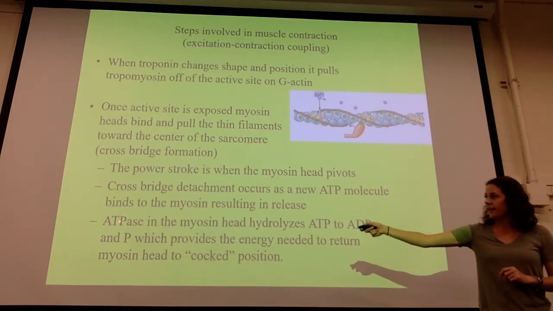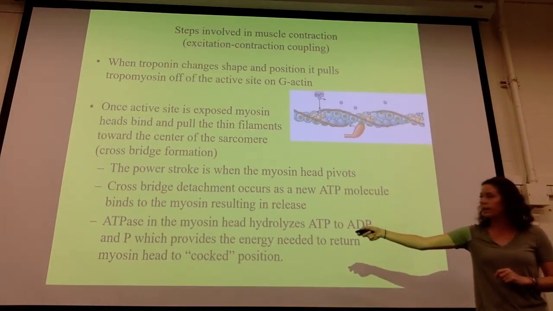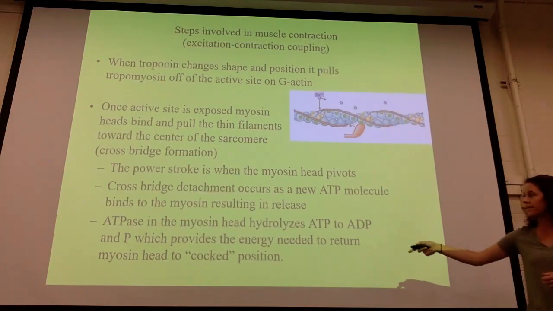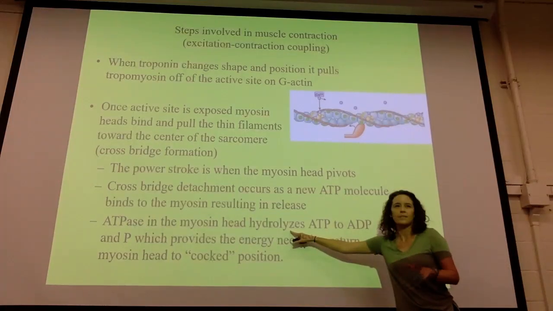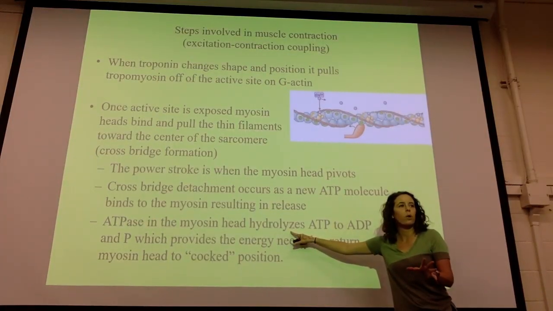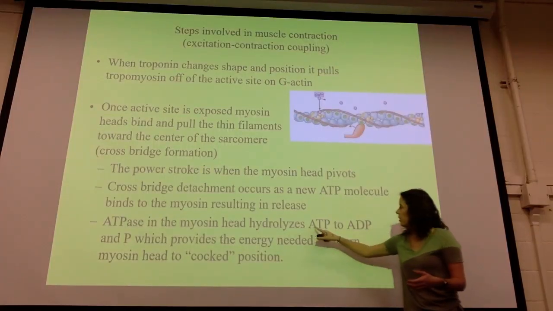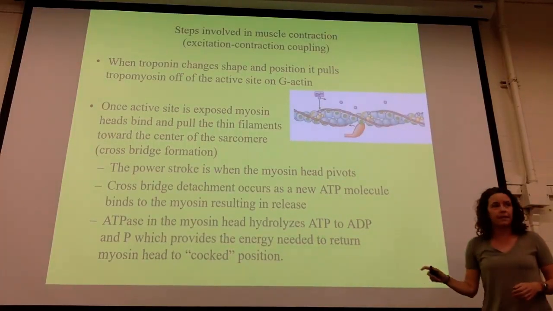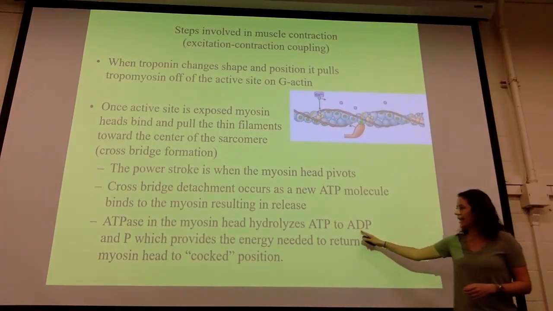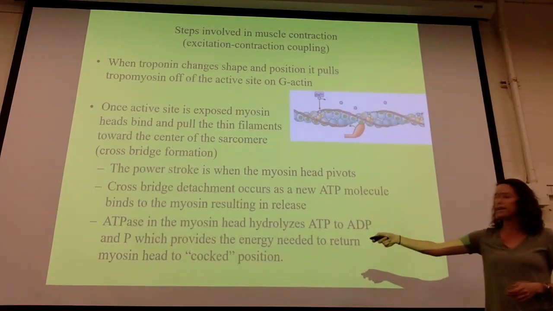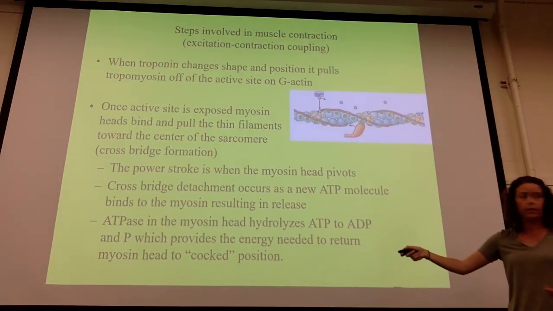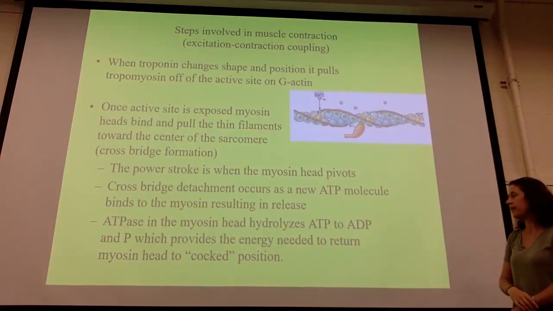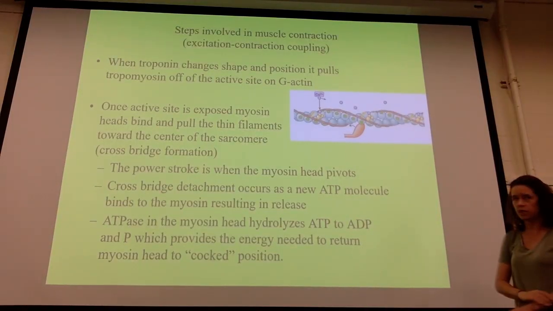So here's ACE again. That's an enzyme. ATPase in the myosin head hydrolyzes, fancy word for breaks down, ATP into ADP, and P is phosphate, which provides the energy needed to return the myosin head to the cocked position.